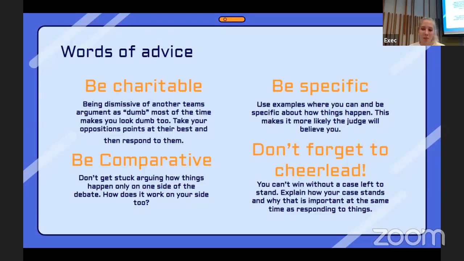The second thing I recommend is make sure you're being specific. So use examples where you can and be specific about how things happen, because this will make it more likely that the judge will believe you.